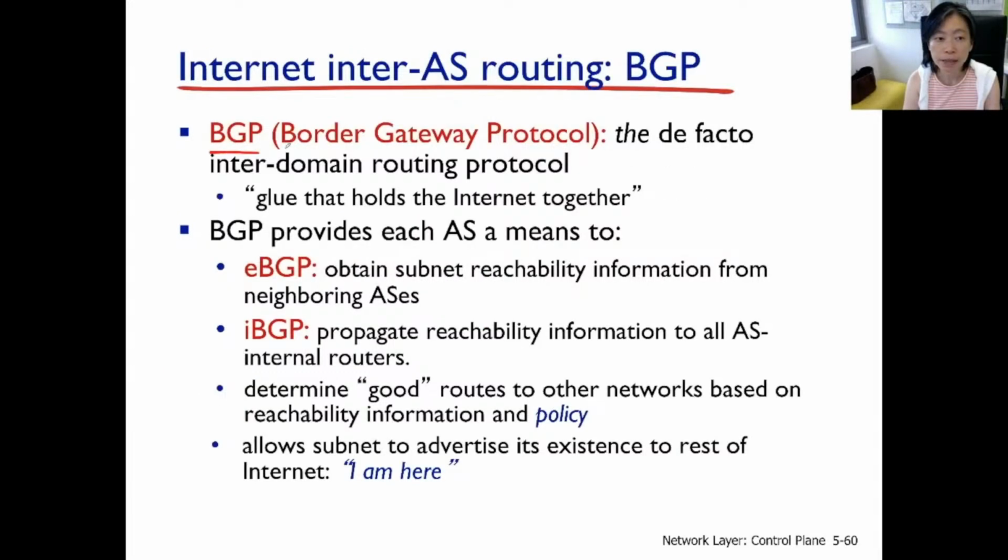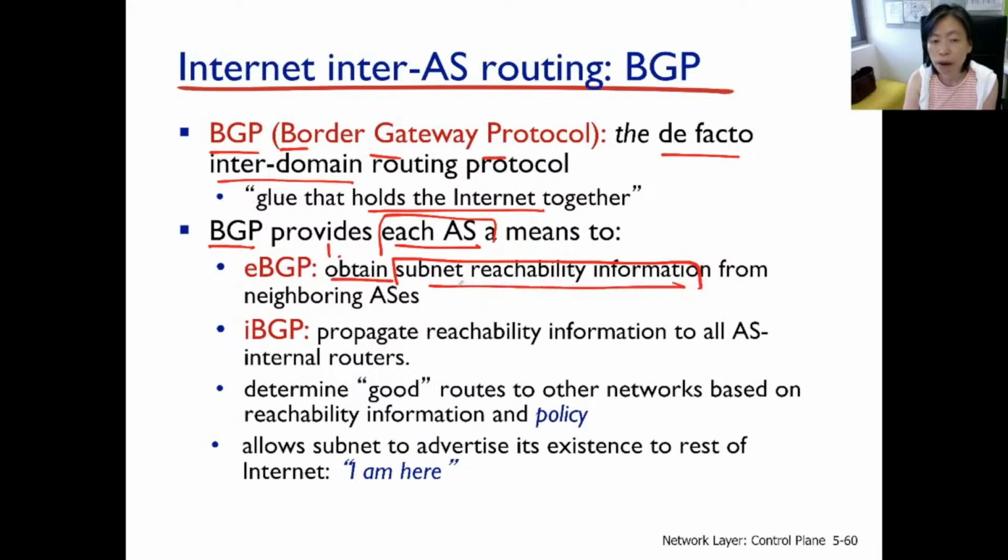First line, BGP stands for Border Gateway Protocol. And once again, it is the one and only inter-AS routing protocol that's holding the internet backbone together. To be more precise, it allows each AS the following. First, it allows the gateway router for the AS to receive subnet reachability information from the neighboring ASs. This is very similar to distance vector. A router receives distance vector from the neighboring routers. So the gateway routers in the AS receive path vector from the neighboring AS's gateway routers.